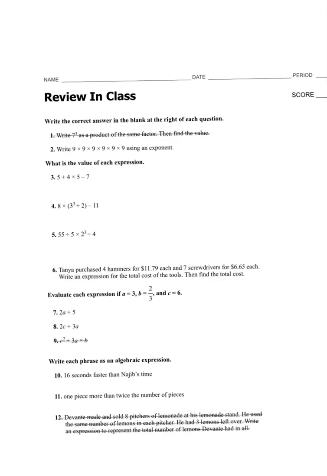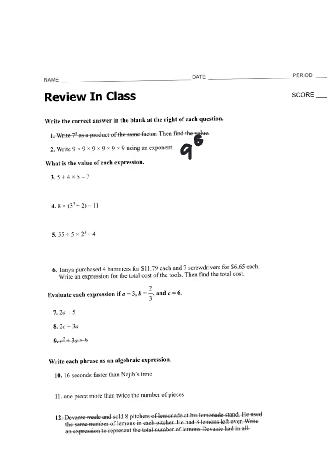So we're going to start with problem number 2, and we have to write this using an exponent. So we are going to take 9 times 9 times 9 times 9 times 9 times 9 and write it as an exponent. So we would write it as 9 to the 6th power.